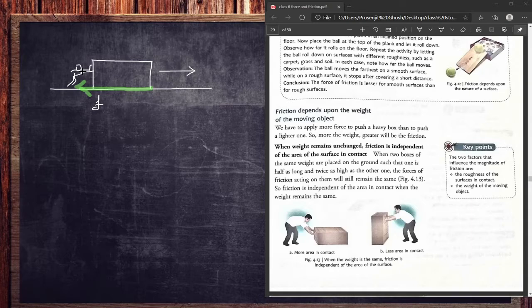Now see, it does not always happen that we can push a body very easily. Suppose a big stone is there. Can you push it or not? Just think about that. The weight of the stone is very high, so a normal person cannot push it and move it forward. So why is this happening? Because of friction.